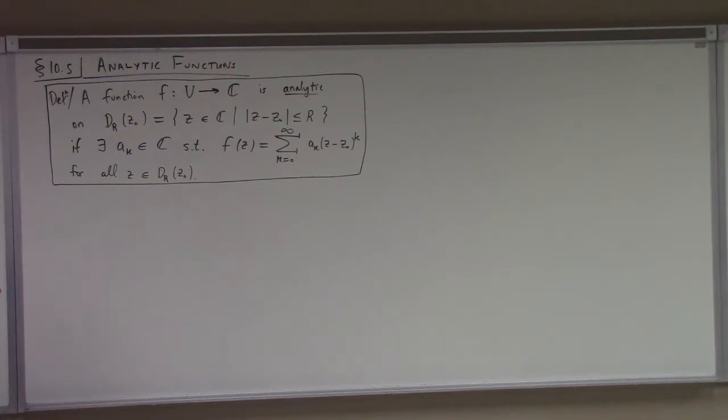f of z naught plus h minus f of z naught, divided by h, as h goes to 0. If that limit exists, then we say the derivative at that point is f prime of z naught, right? And if that difference quotient exists for every z naught in some open set, then the function is said to be complex differentiable on that open set, right?